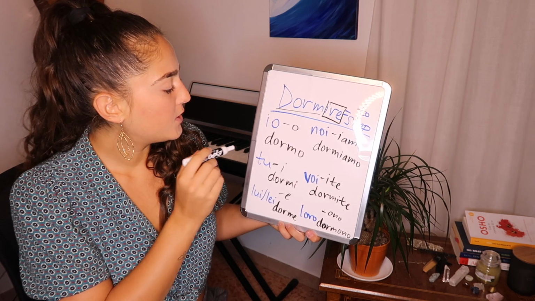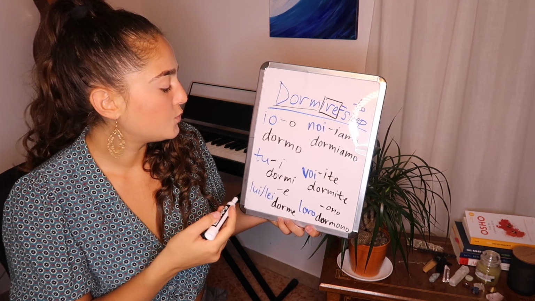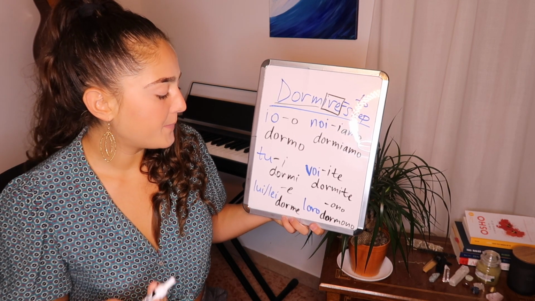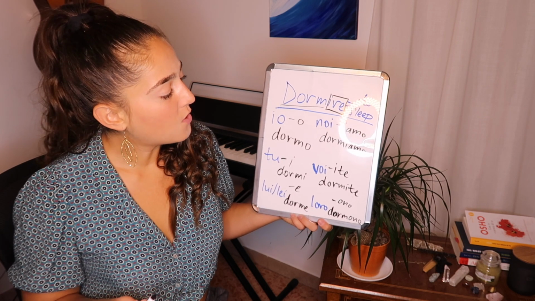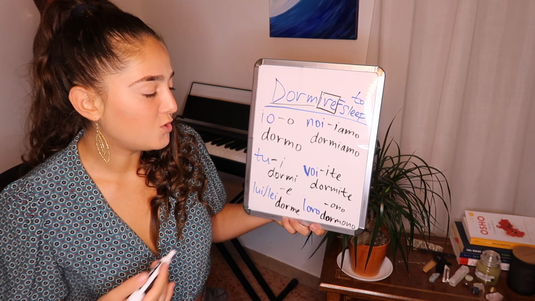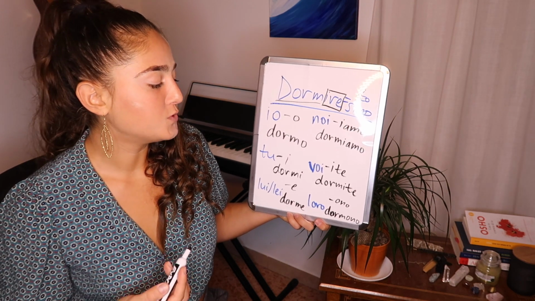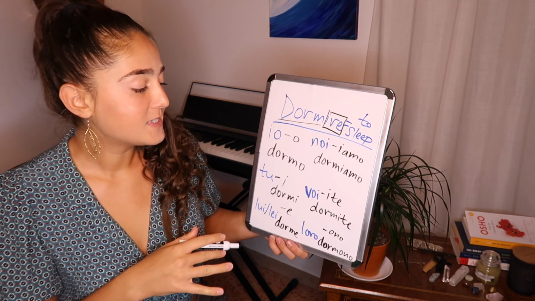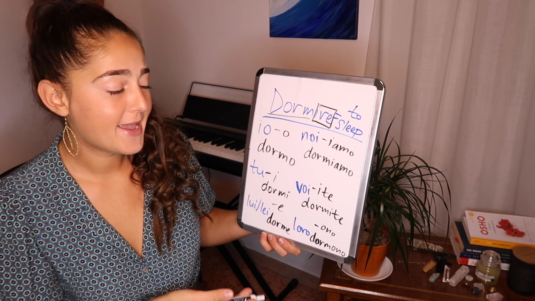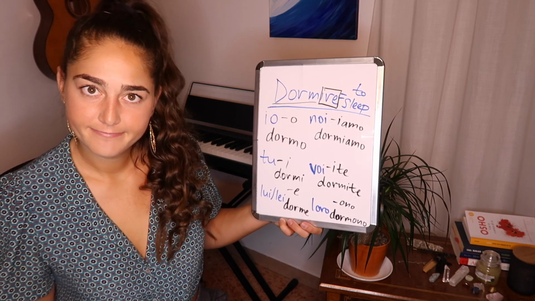So io dormo, I sleep. Tu dormi, you sleep. Lui or lei dorme, he or she sleeps. Noi dormiamo, we sleep. Voi dormite, you all sleep. And loro dormono, they sleep. So this is one way of conjugating IRE verbs. Now I'm going to show you another way, and let's get into it.